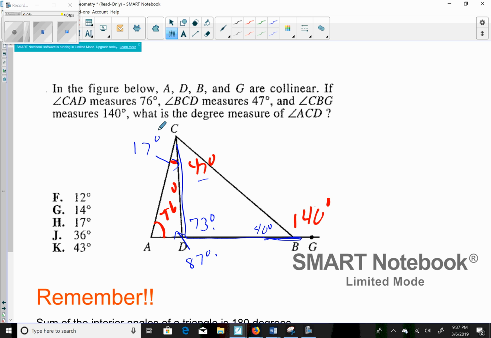I could do it that way, or I could remember that the sum of the two remote interior angles is equal to the exterior angle, so that 76 and this angle here, 47, 17, have to add up to the 140. Either way, I get H, which is 17 degrees.